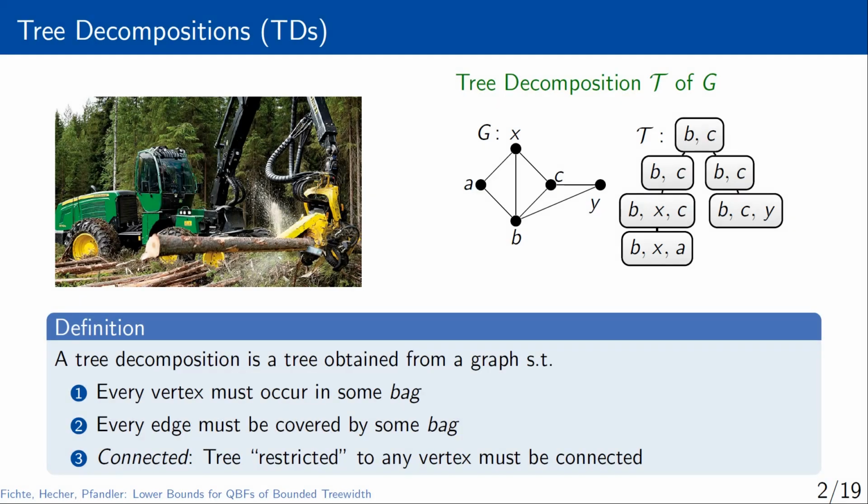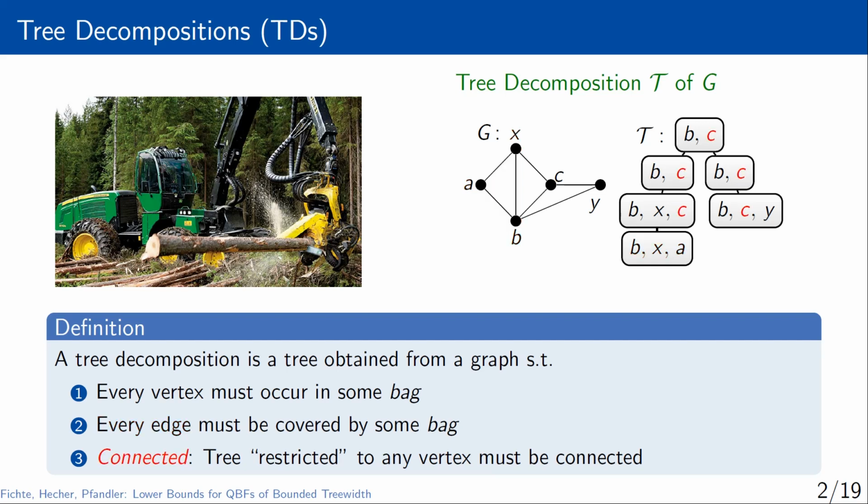This has to be done in such a way that the following three properties are satisfied. First of all, every vertex has to occur in at least one bag. In our example here, we see that this is the case for all the vertices of G. Then all the edges have to occur in some bag, meaning that for an edge, the two vertices of the edge have to occur together in at least one bag. Here we see that this is the case for the edges AX, BX, and AB, but we can check that this is true for all the edges of G.